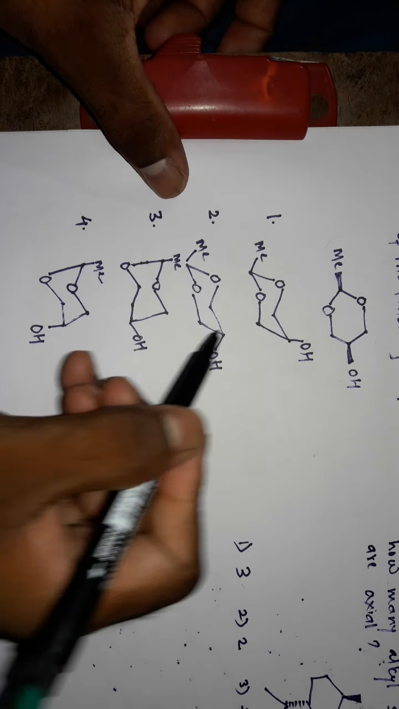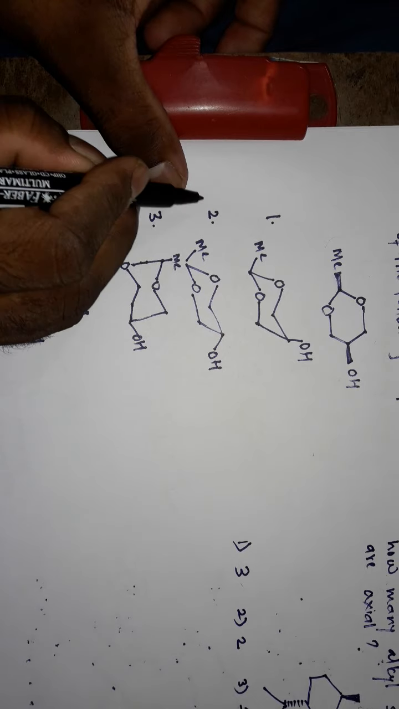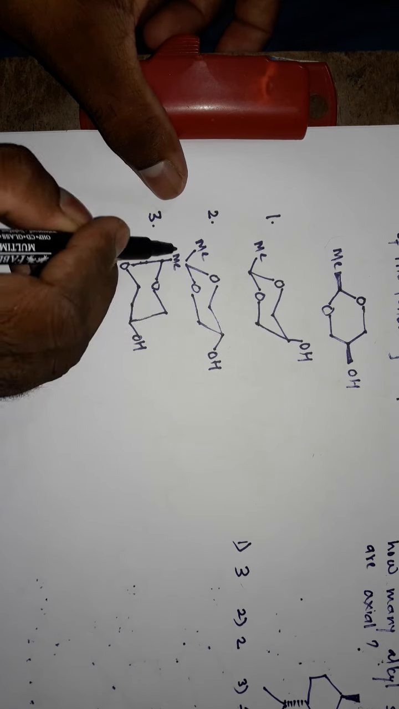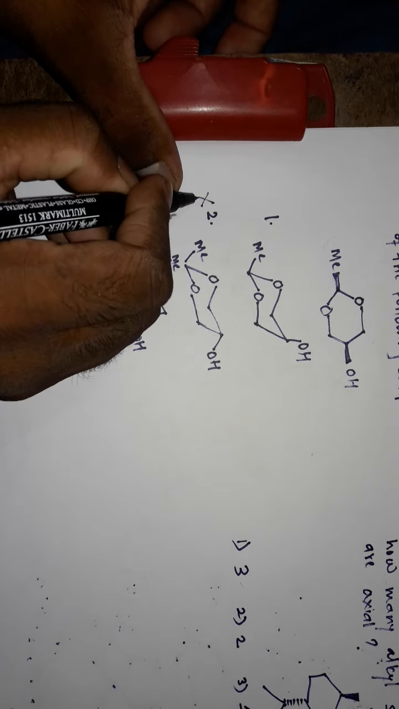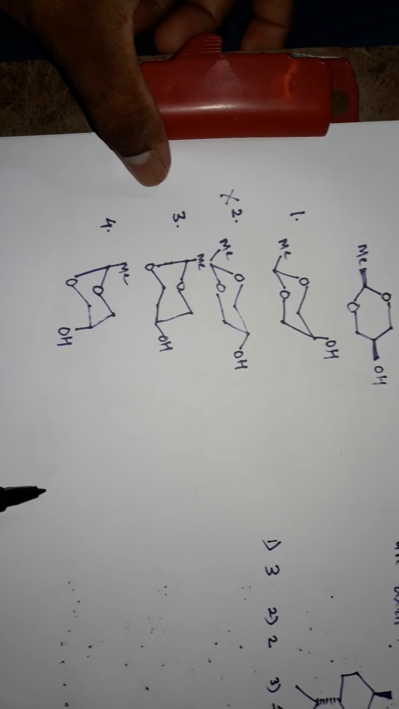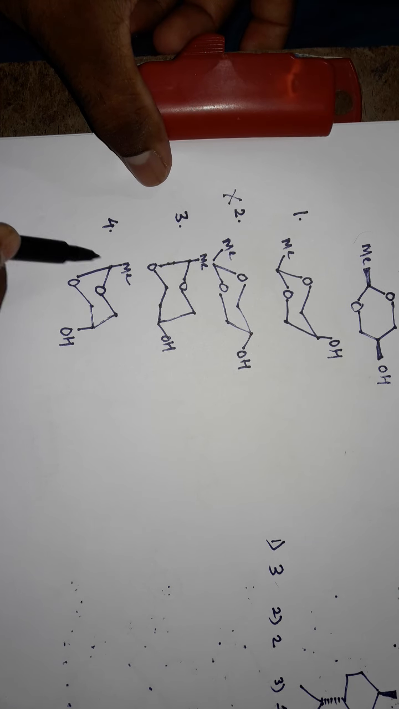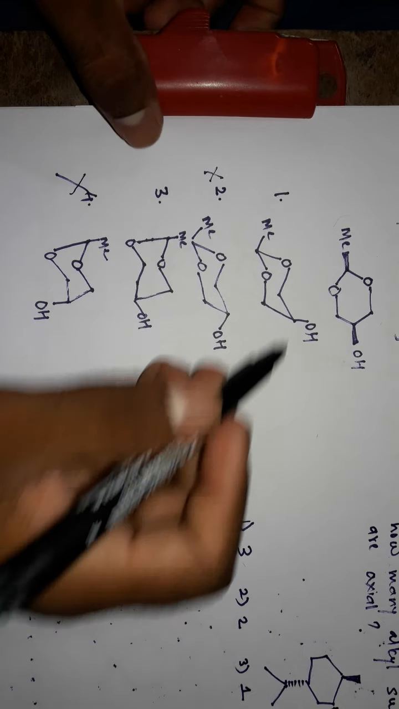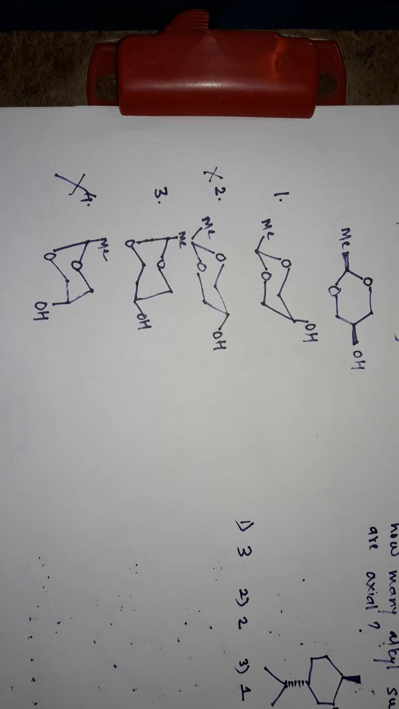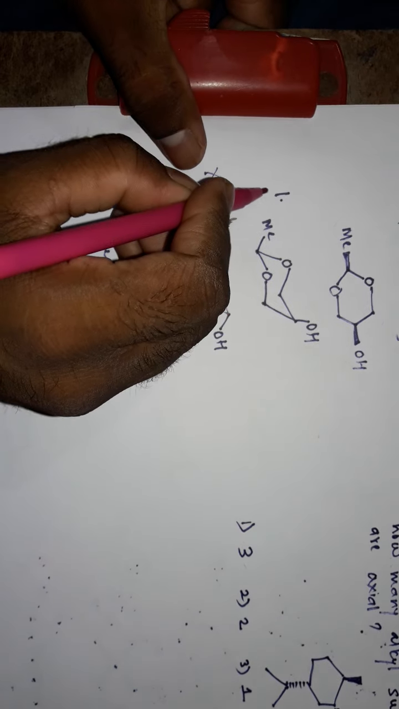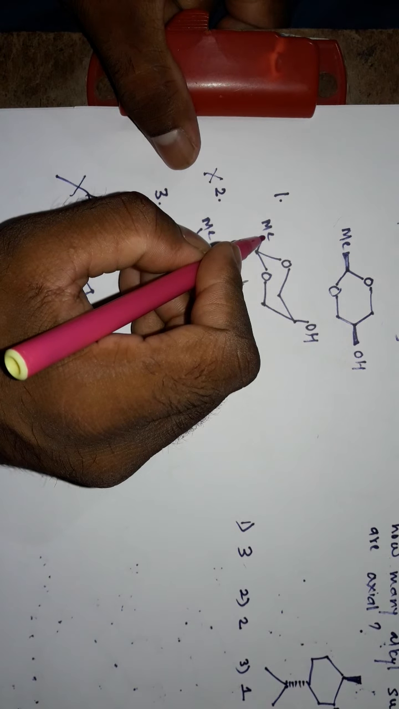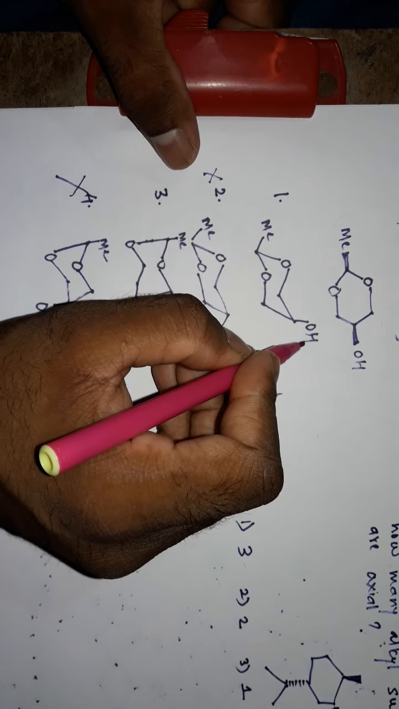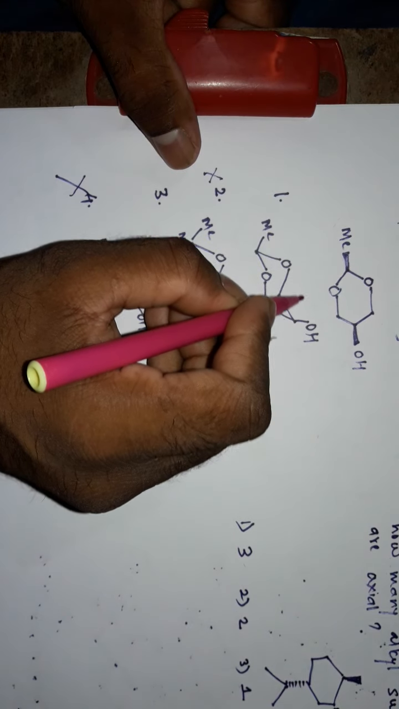So if we see the options carefully, in the second option methyl and OH are in the opposite direction, so this cannot be the correct option. And in the fourth also methyl and OH are in the opposite direction. Now we are left with first and third. In case of first, methyl and OH are in the same plane and there is no 1,3 diaxial interaction.